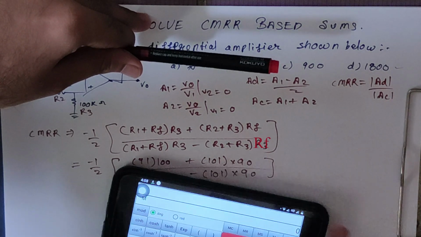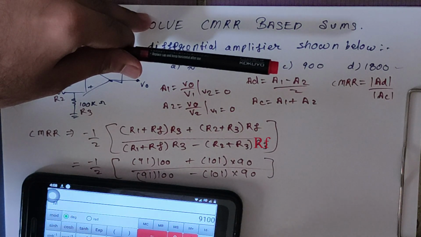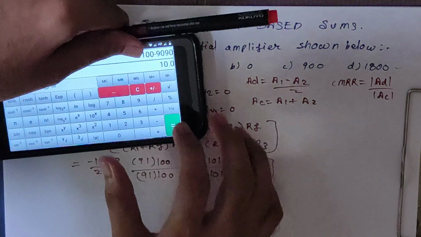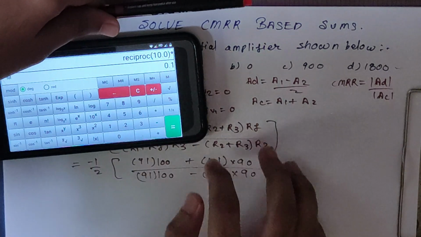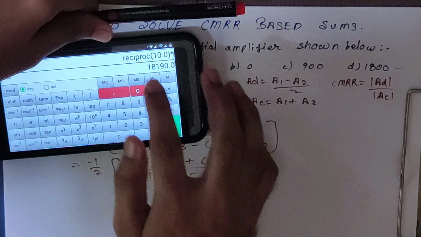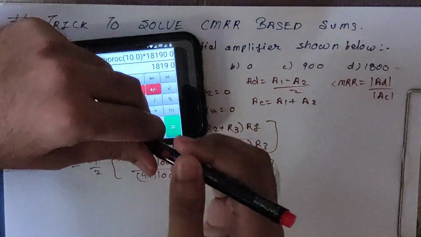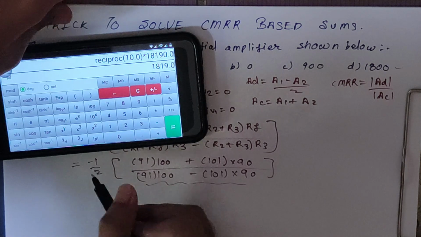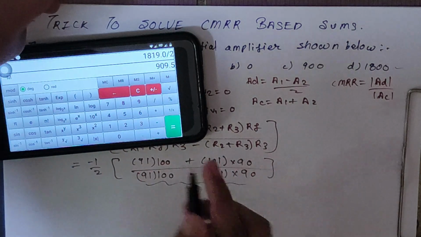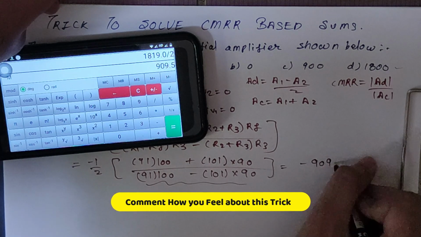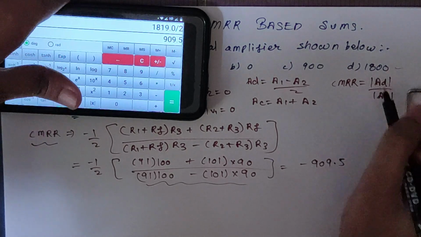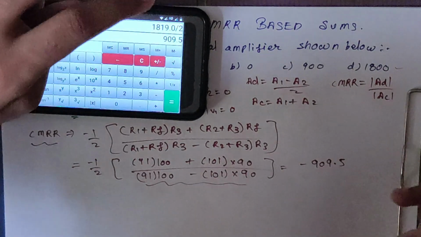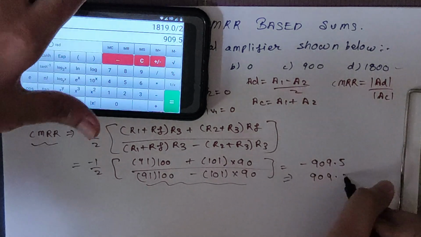Let me save it. Now in the denominator we have 9100 minus 9090. Let me get this into the denominator, and I will multiply it with the numerator value which I saved in memory. So I get back this value. Now I have to divide by 2. If I divide by 2, this is my answer, minus 909.5. But we all know the CMRR will always be a positive number, since we always take a mod, so we will get the positive value only. So we will consider this as positive 909.5.